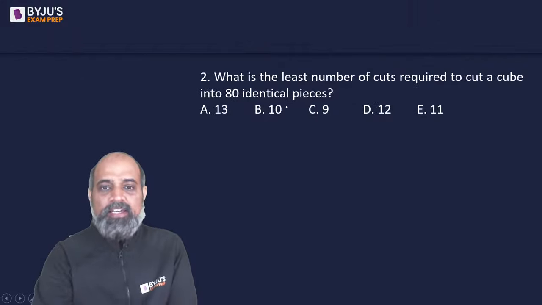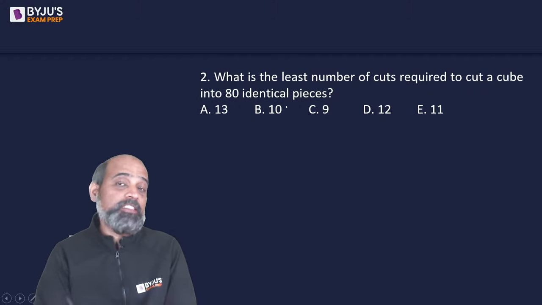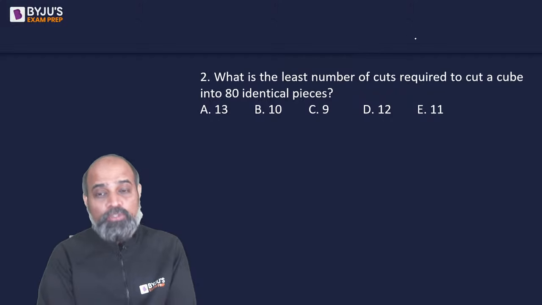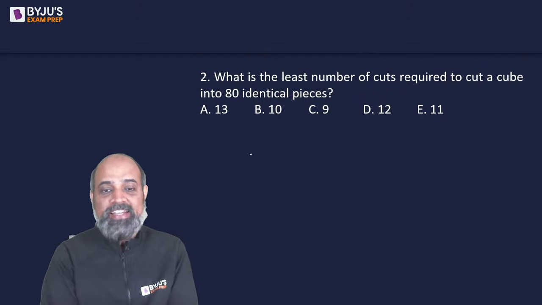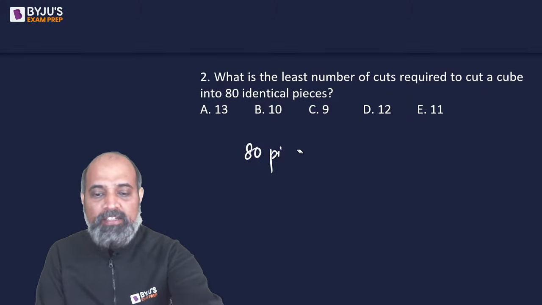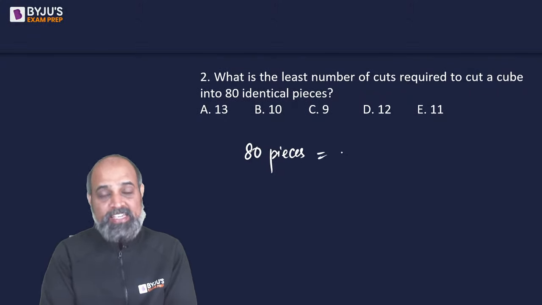Okay, let's solve the next one. What is the least number of cuts required to cut a cube into 80 identical pieces? This is the vice versa of the previous one. That if the total number of pieces is 80, that means we need to write 80 as a product of three numbers such that they are closest to each other.